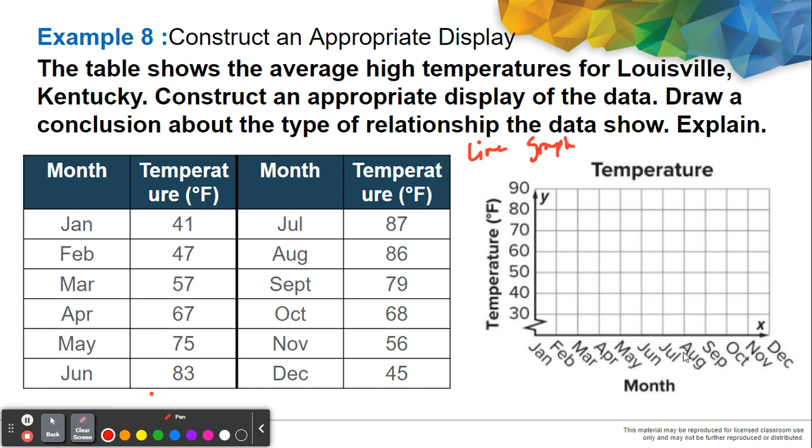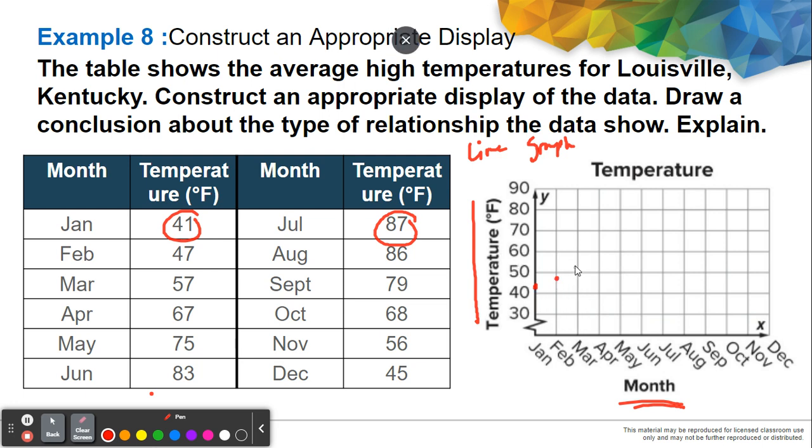As you can see for our line graph, the months are our x-axis, while our temperature represents our y-axis. I have used the interval 30 to 90 because, as you can see here, for our temperature, our lowest is 41 and our highest is 87, and we have used an interval of 10 to represent our temperature. So let's graph it. For January, we have 41, so 41 is somewhere here. We estimate the location of our points. February is 47, so somewhere here.